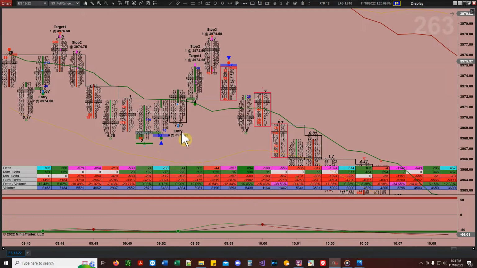Went to the market with a three lot right here, 71.25. Hit my first target at 73.25. I got a trailing stop, hit the next one at 73.5. And then I had what you call a runner, which got stopped out at 74.5.